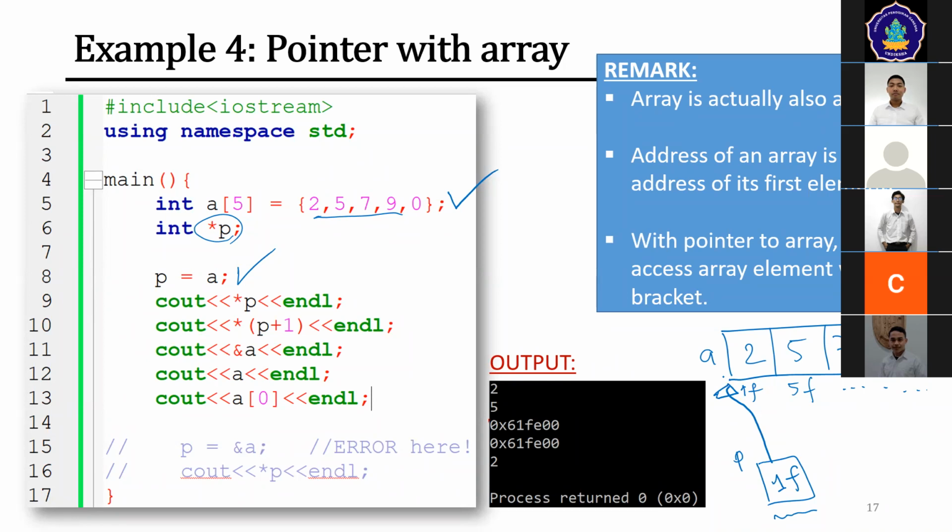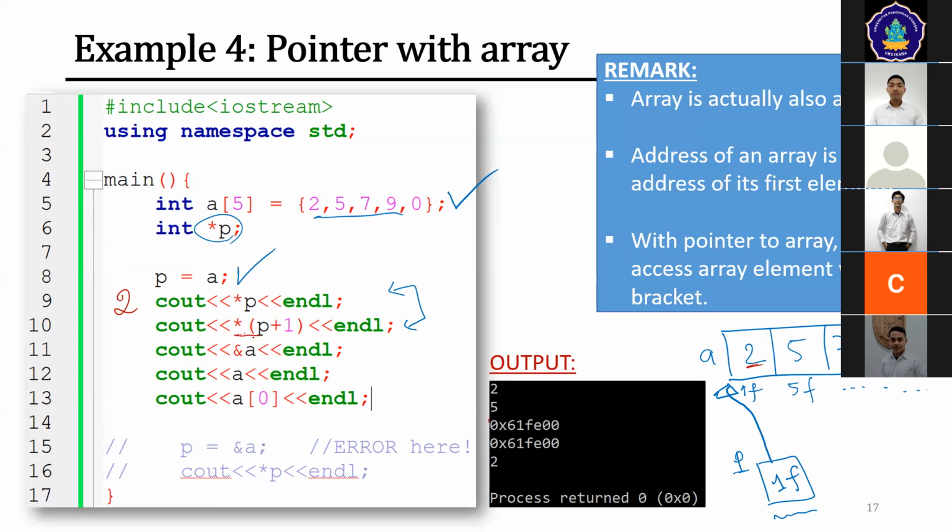And when you display this operation using star here, we get the value of p, because p now is pointing to the first element, what we have discussed earlier. P points to the first element, which is the number 2. So when we display star p, we will obtain the number 2, because star p is the first element of the array. Okay, we got 2.